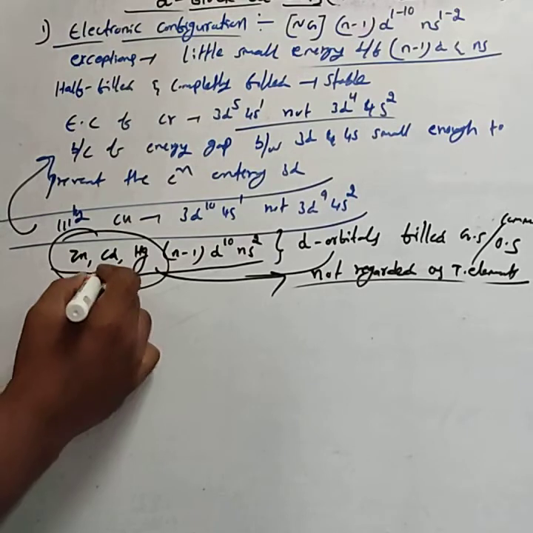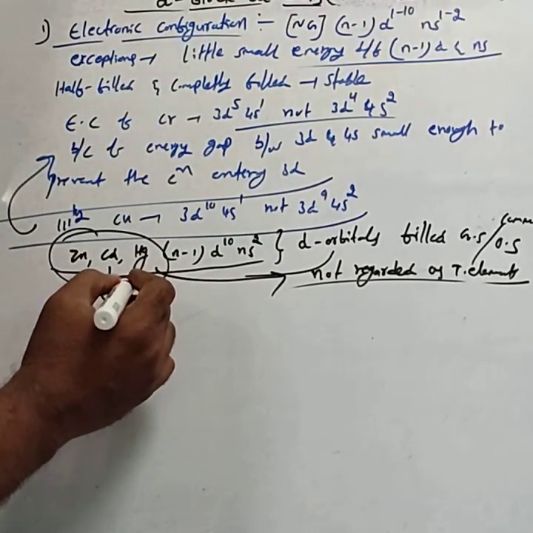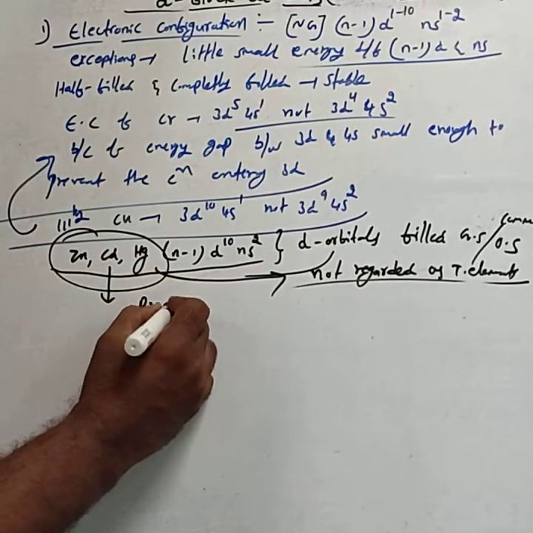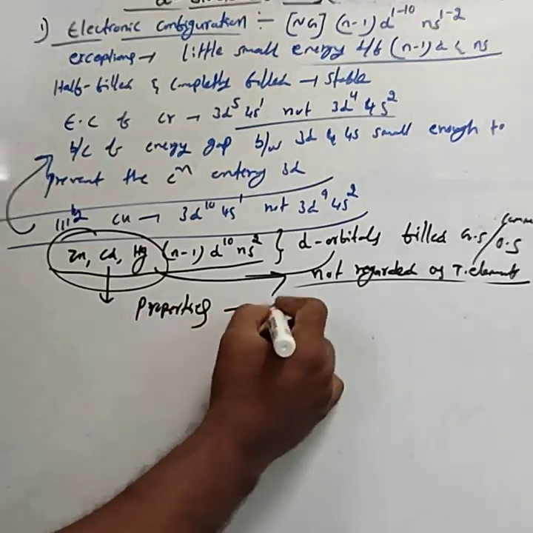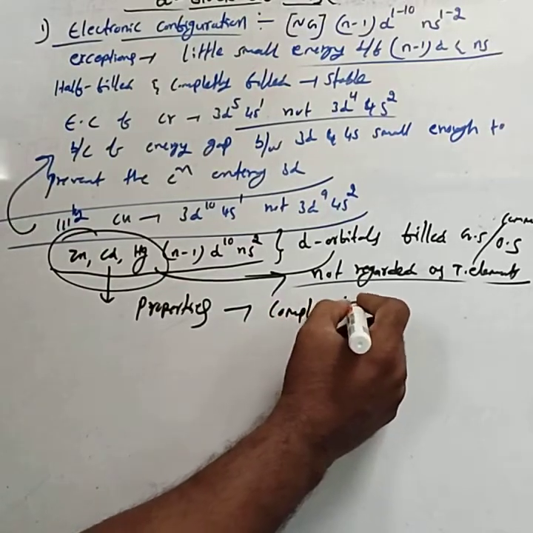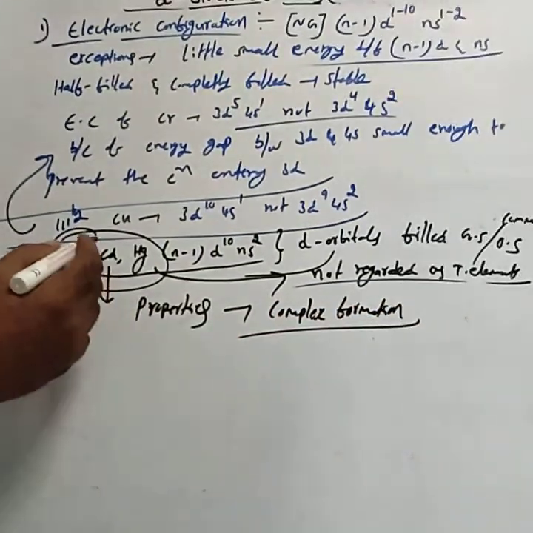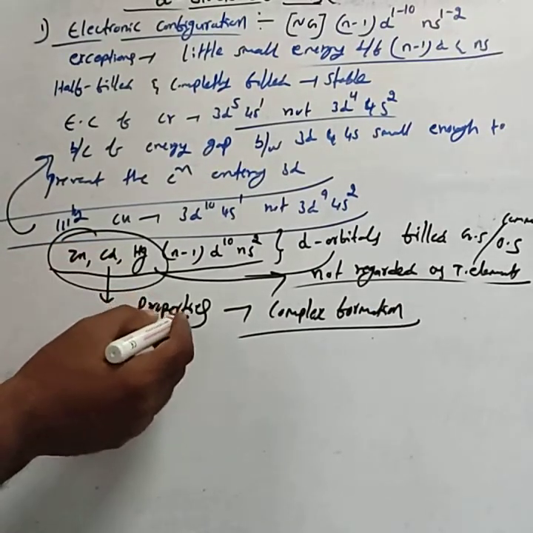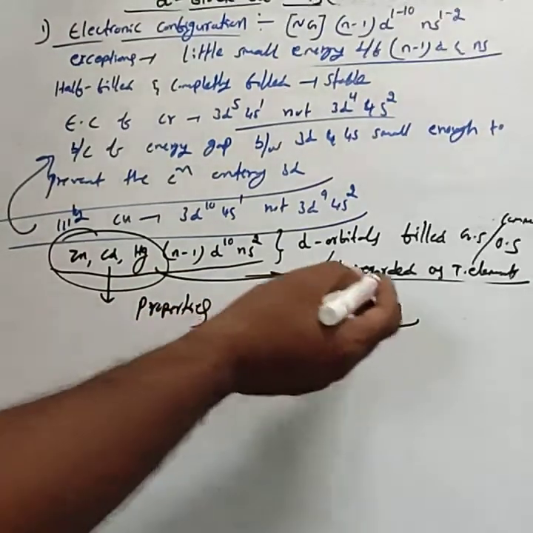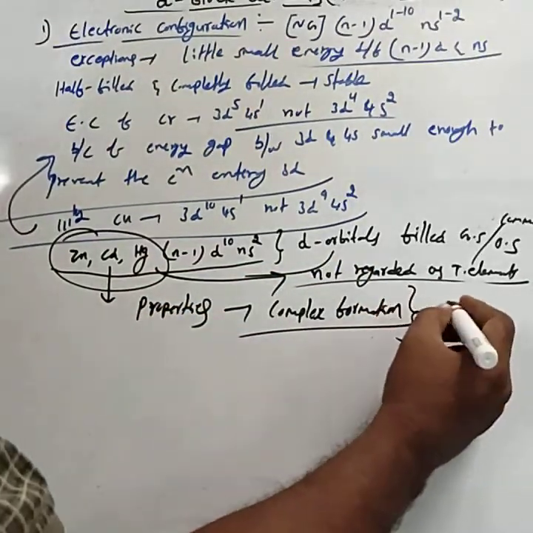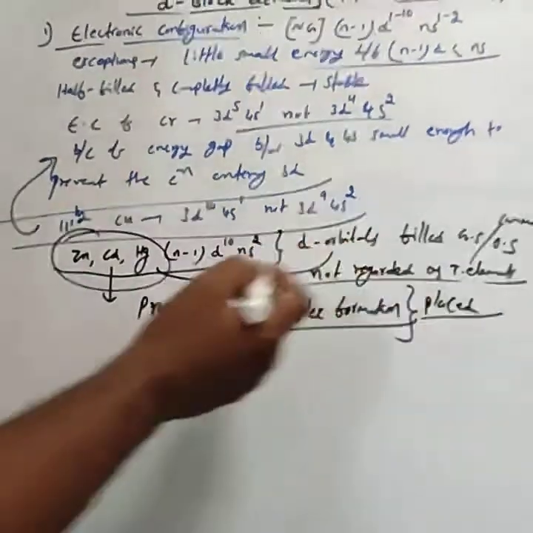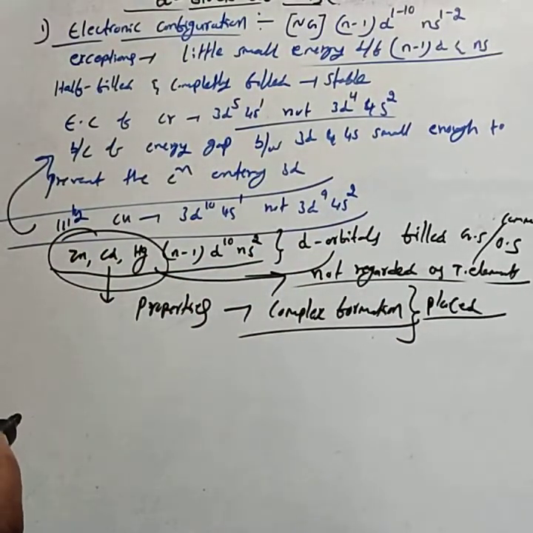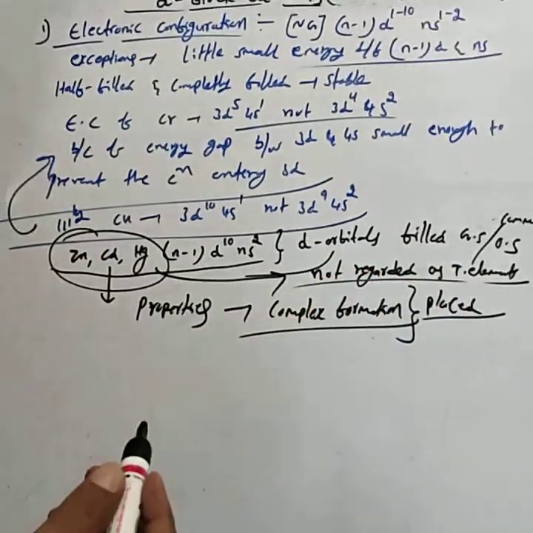Then these elements exhibit certain properties like other transition elements. Complex formation, this is the most important property. These elements show the properties of the other transition elements like complex formation. Hence only they are placed under the transition elements. Because of this reason, zinc, cadmium and mercury can also form complexes like other transition elements. Hence they are placed under the transition elements.